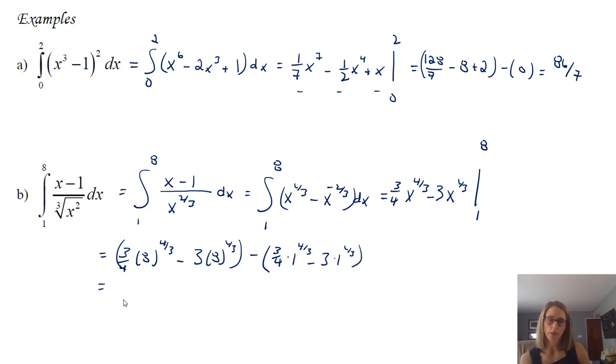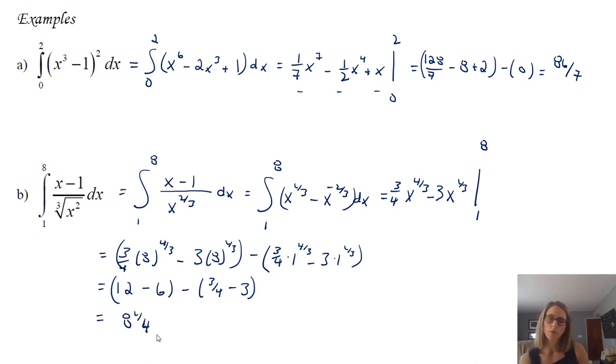And then we're just evaluating here. So 8 to the 4/3 is 2 to the 4th, which is 16. 16 times 3/4 is 12, and 8 to the 1/3 is 2, times 3 is 6. Then I have 3/4, and then I have 3. So just simplifying that all together, you should get 8 and 1/4.